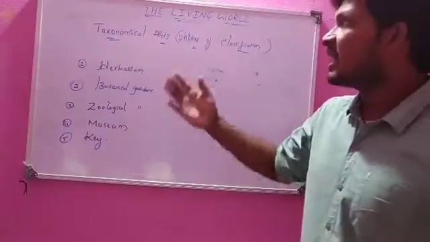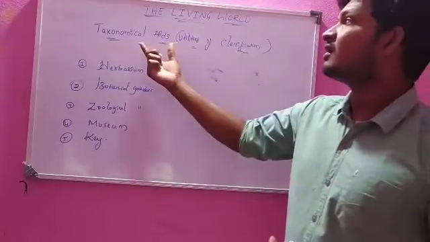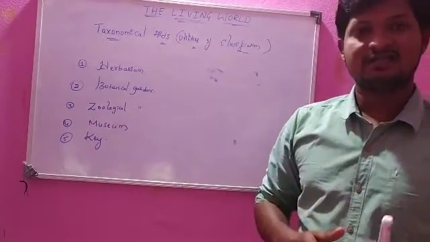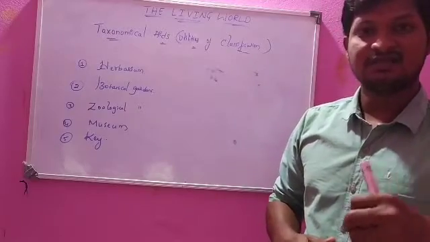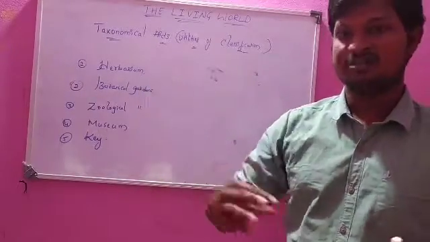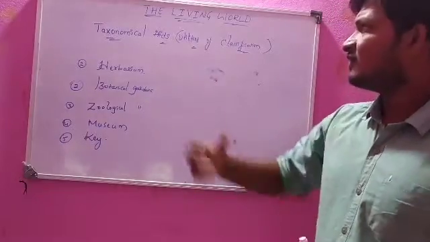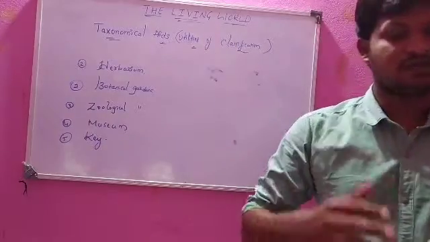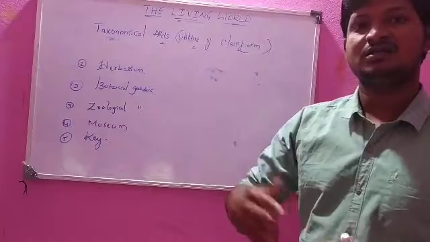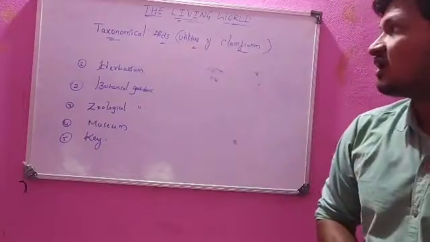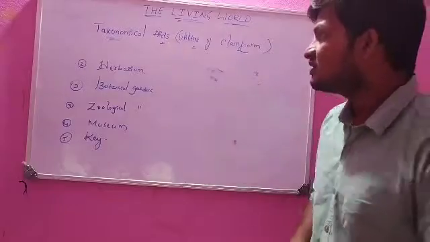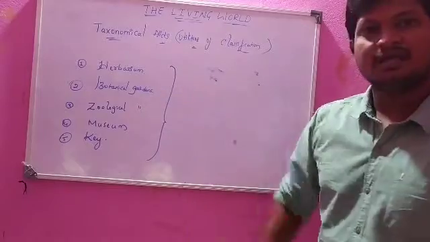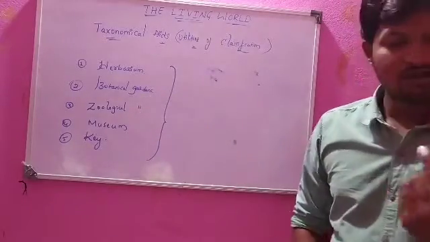For that ease, scientists have given this term, taxonomical aids. It is nothing but a scientific study being done and classification being made for that particular organism, whichever organism it may be. That is, classification based on scientific study, and giving certain procedures for the classification of organisms. These are all called taxonomical aids. Let us discuss them one by one, very important. There are 5 taxonomical aids.